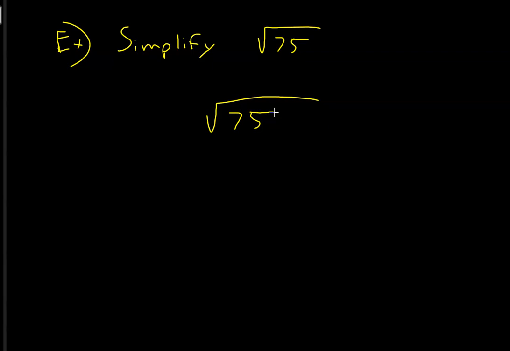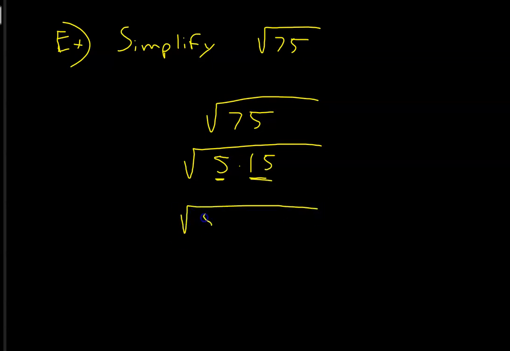All right, so if you paused the video, you might have thought, well, 5 can go into 75, because 5 goes into any number that ends in the number 5. So since 75 ends in 5, I know 5 can go into it. 5 goes into 75 15 times. All right, so 5 is prime, 15 isn't prime, so I can break it apart. So this becomes 5 times 5 times 3. And then all these numbers are prime.